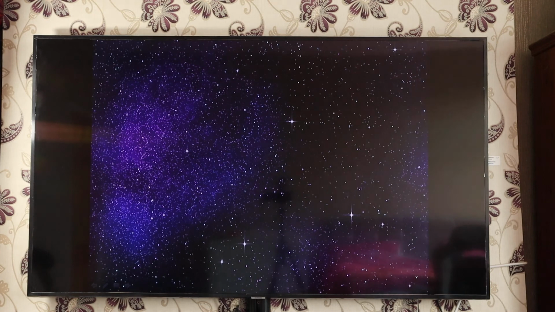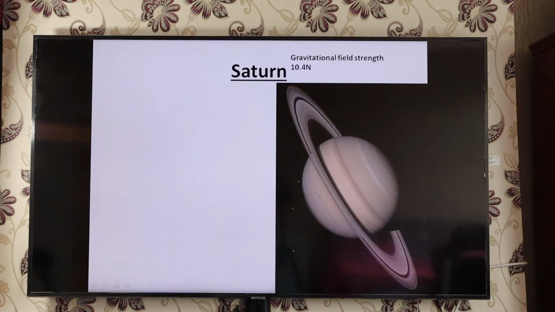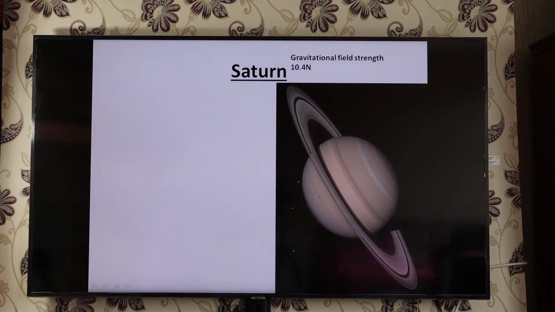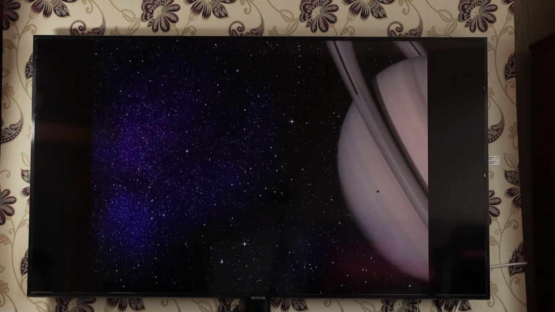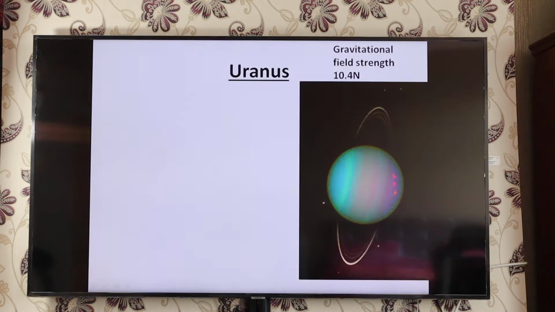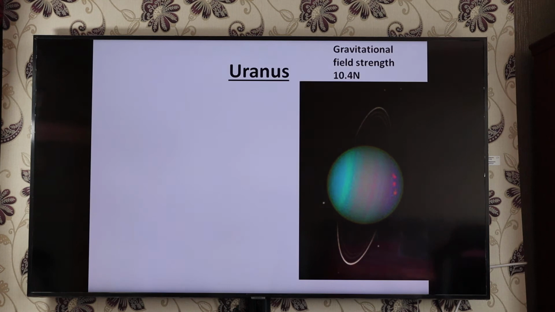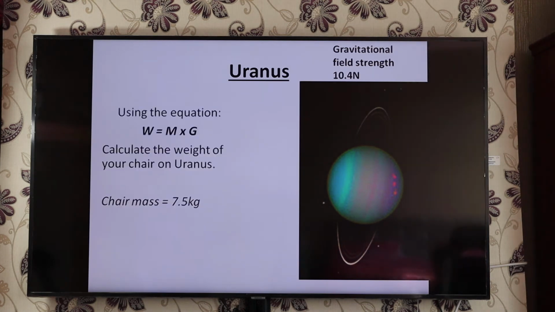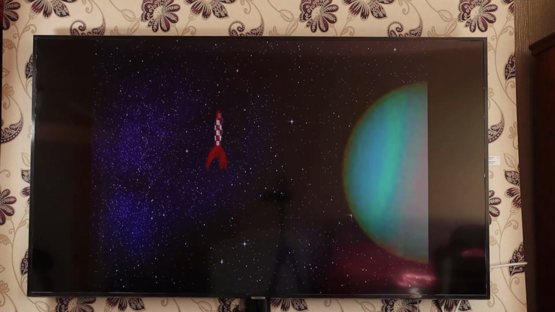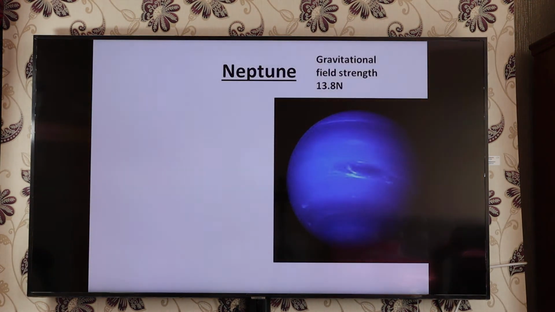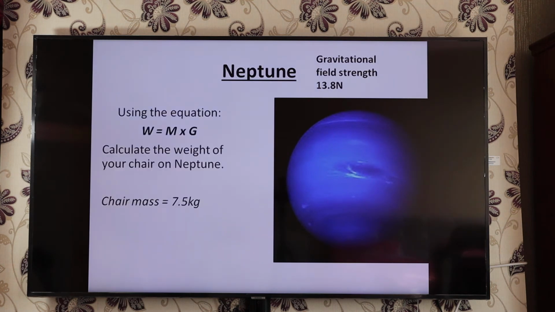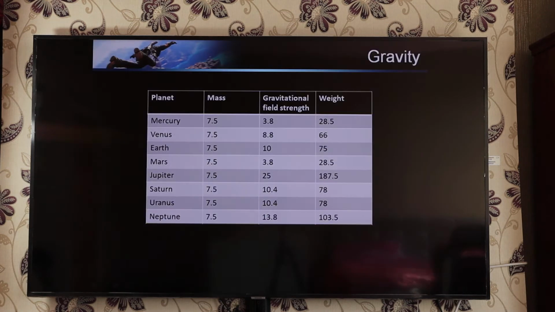The next planet we're going to venture to is Saturn. And Saturn has a gravitational field strength very similar to Earth, 10.4. So now again we need to do 7.5 times by 10.4. Okay, we're nearly there. Uranus, again very similar to Earth, 10.4. Again 7.5 times by 10.4. And last but not least, Neptune. Neptune has a gravitational field strength of 13.8. 7.5 times by 13.8. The answer is whatever the calculator will say.